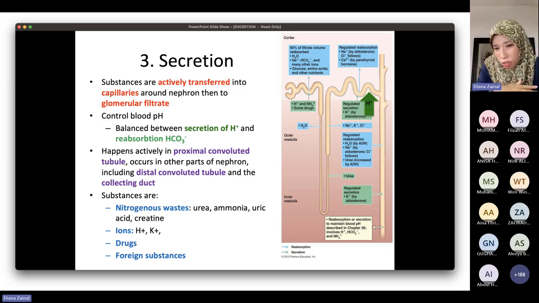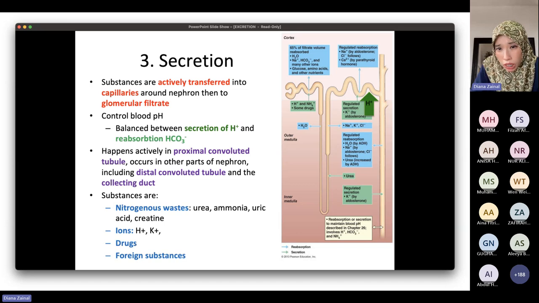Okay, kita dah settle proximal. We're going to look at the distal over here. So there is regulated reabsorption. Masih ada reabsorption happen, but not really that much lah. Mana yang tertinggal tu? So the sodium and also the chloride ion and also the calcium semua tu.